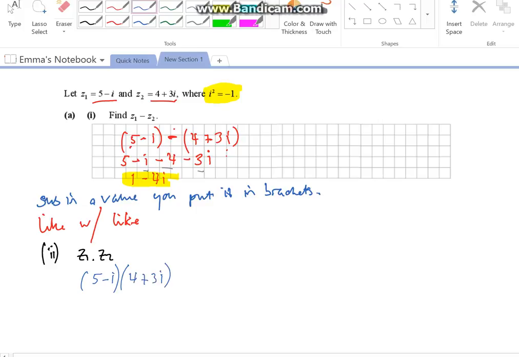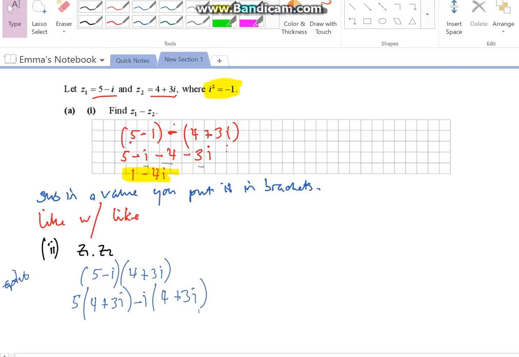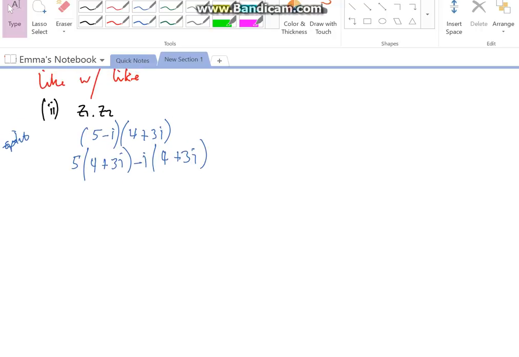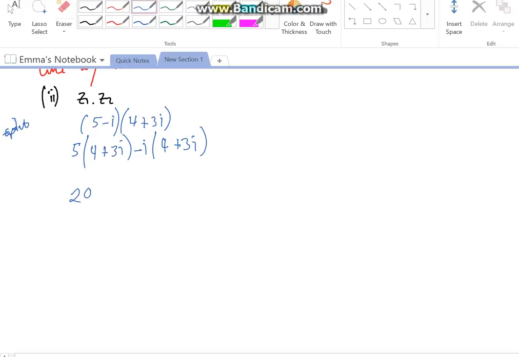What would we do if it was algebra with 2 brackets beside each other? We'd split the brackets. So it's the exact same in complex numbers. So we're going to split the first bracket. So we'll have 5 on the full second bracket, and then minus i on the full second bracket, because that's the second part of that bracket. Right, so just the same, the 5 must multiply by everything in that bracket, so we know the drill here. So it'll be 20 plus 15i minus 4i minus 3i squared.